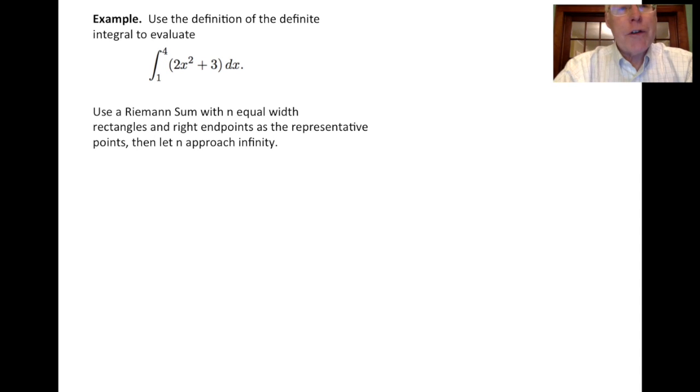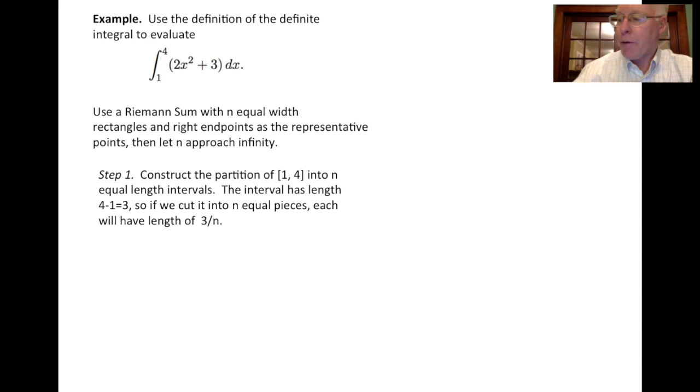So as our first example, let's use the definition of the definite integral to evaluate the integral from 1 to 4 of 2x squared plus 3 dx. We'll use a Riemann sum with n equal width rectangles, and we'll use right endpoints as the representative points, that is the ck's. Then we'll let n approach infinity, which will be our way of letting the mesh of the partition go to 0.